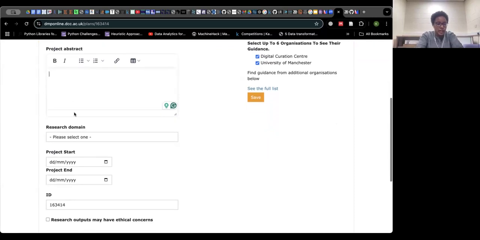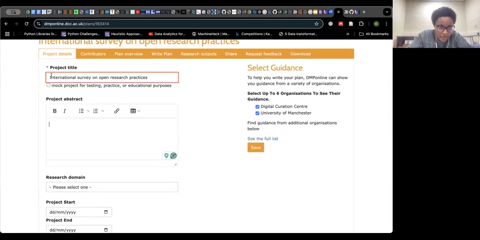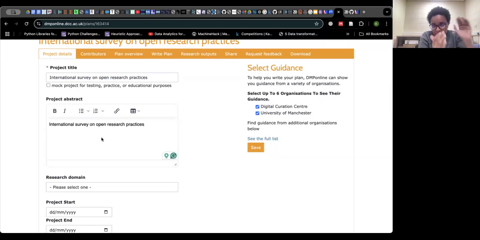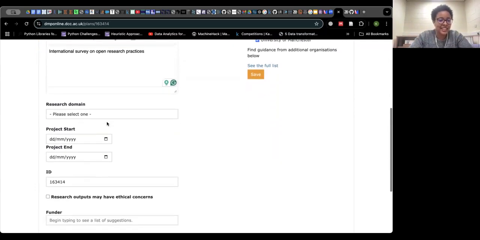I'm going to skip this part. I'm going to just copy the same. This is an example of bad practice. What I'm doing now is an example of very, very bad practice. Write a good abstract to accompany your data management plan, so that even when you give it to your PI or supervisor, they appreciate the work that you've done.